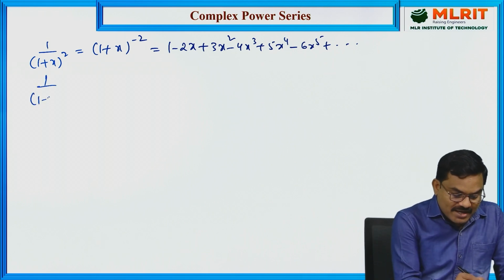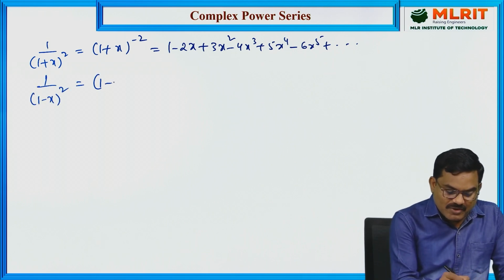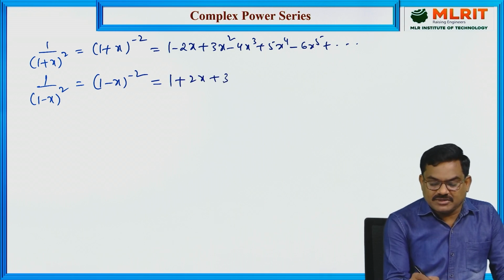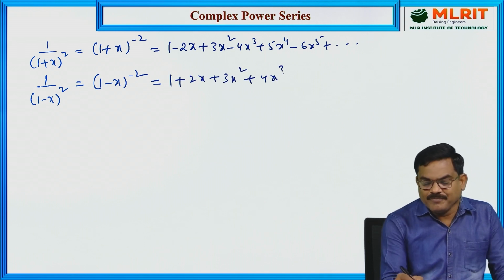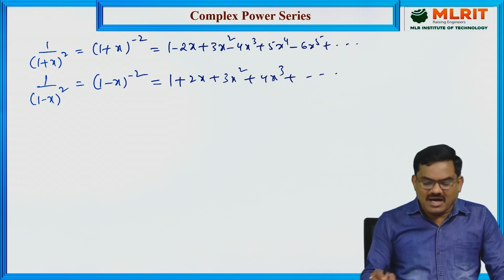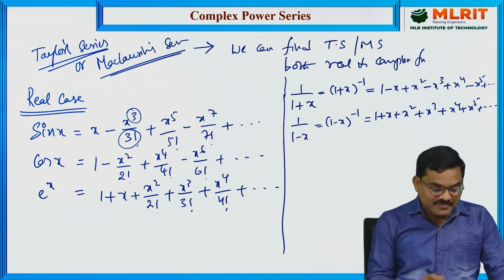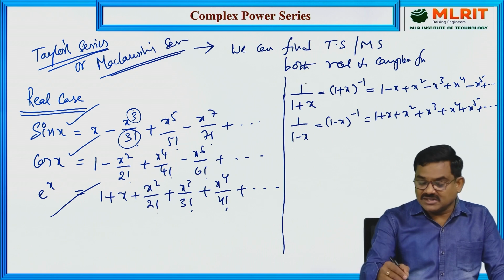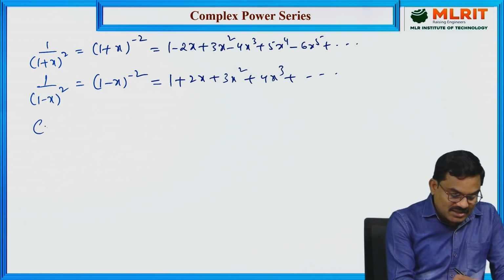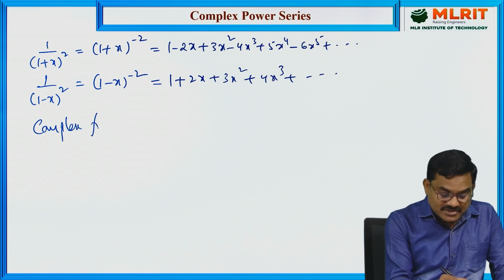Similarly, 1 minus x whole square. So 1 minus x power minus 2, both are negative signs. 1 plus 2x plus 3x square plus 4x cube plus so on. All the terms are positive. So these are in the case of real functions, sin x, cos x, e power x and the expansions of these. So these can be followed in the complex case also, complex functions.